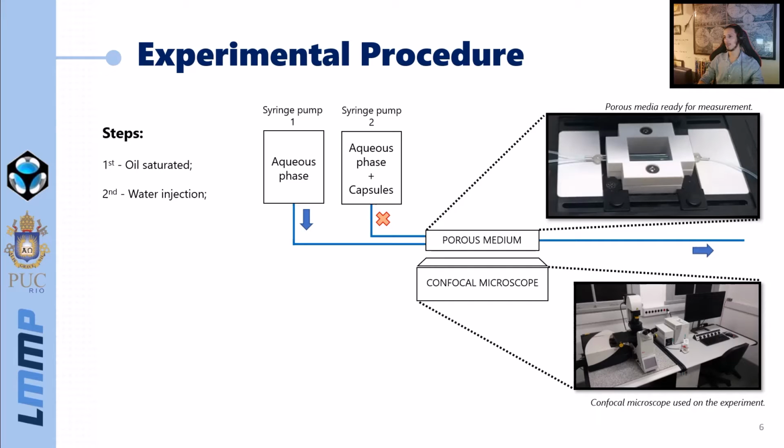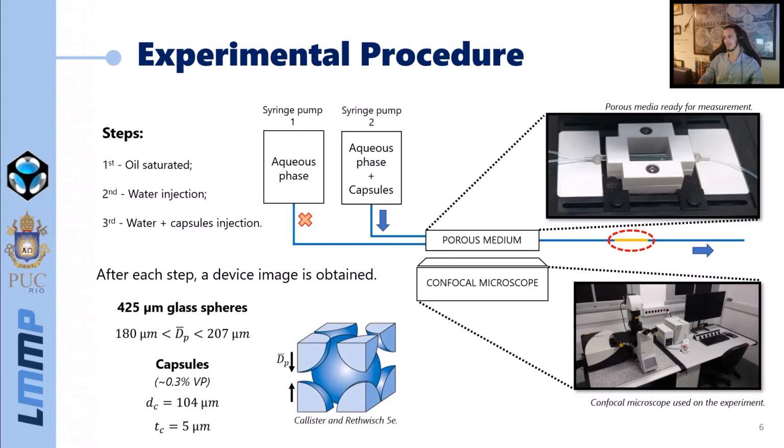After the injection of 10 porous volumes, no more oil is produced. At this point, we inject the aqueous phase with the suspension of microcapsules from pump 2. It is then observed an increase in oil production after the microcapsules injection, with an extra amount of oil leaving the device. A 3D image is generated after each step using the confocal microscope. Those images took approximately 3 hours to acquire and were used to analyze the oil displacement.